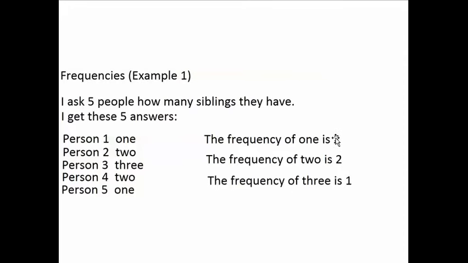The frequencies of all of the different values have to add up to the number of values in the data set. And we can see that's true right here because 2 plus 2 plus 1 equals 5, and we have 5 values in the data set. 2 1s, 2 2s, and 1 3 make up 5 different values.